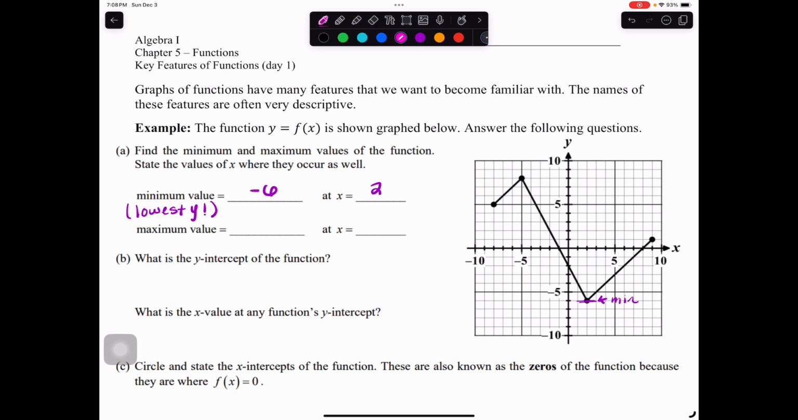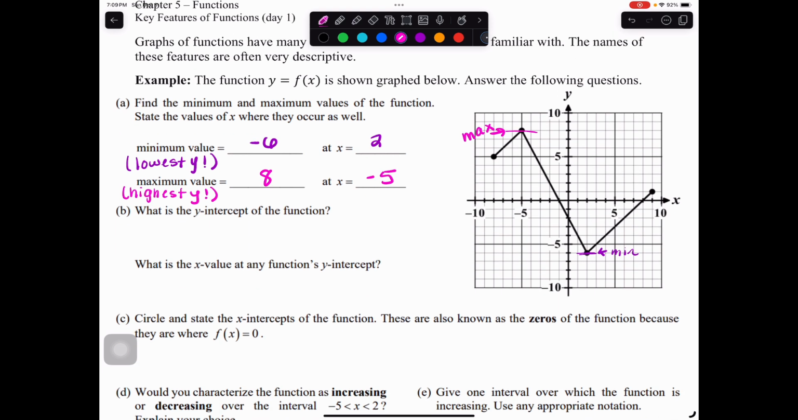Next, maximum value. Maximum value is looking for the highest y. If I look at my graph, that's going to be here. This is my max. The y value there is an 8. So my maximum value is 8. That's occurring at x equals -5. So minimum and maximum sound exactly like they should. Minimum's the lowest, maximum's the highest. Next should be one that you're familiar with.